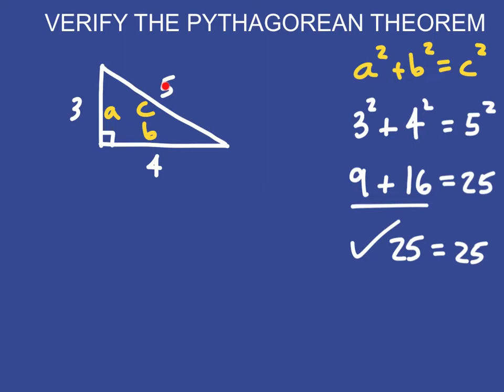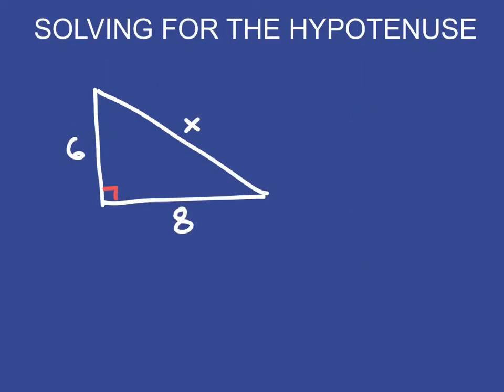Okay, now let's look at a couple of examples where we solve for side lengths of right triangles. So in the next example, what I want to do is solve for the hypotenuse, okay? And so what I want to do is figure out, well, what's the length of this part of the right triangle? And so I'm just going to use the Pythagorean theorem.